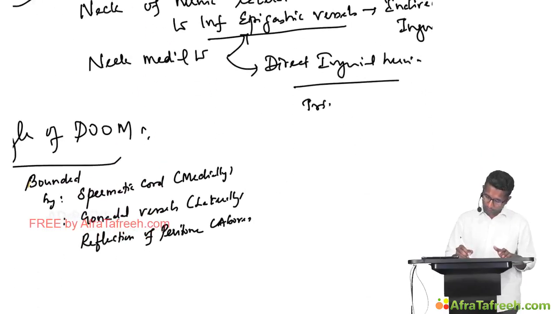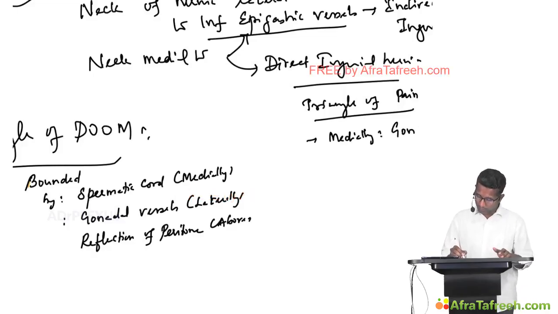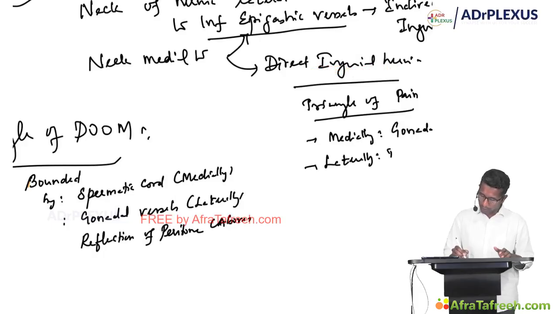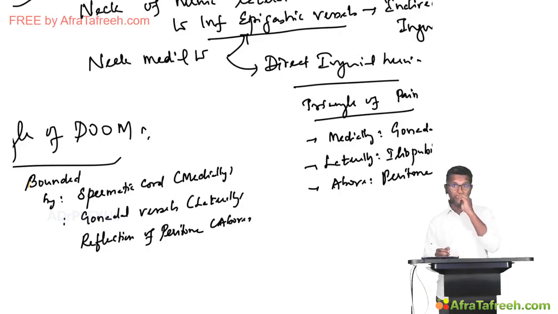The triangle of pain is just lateral to the triangle of doom. It is bounded medially by the gonadal vessels, and it is bounded laterally by the iliopubic tract, and it is bounded above by the reflection of the peritoneum again. So the peritoneal reflection is seen here. This is called the triangle of pain.